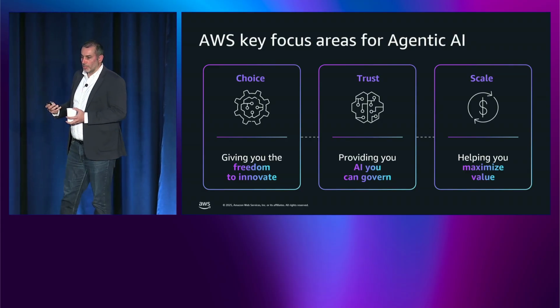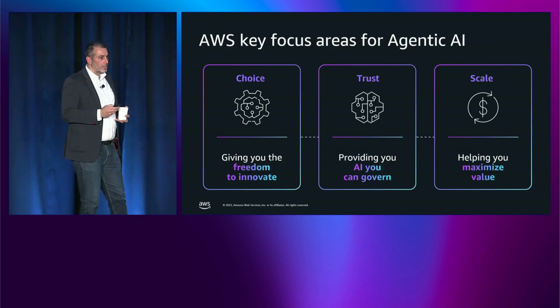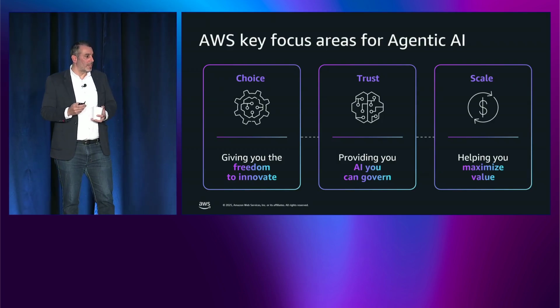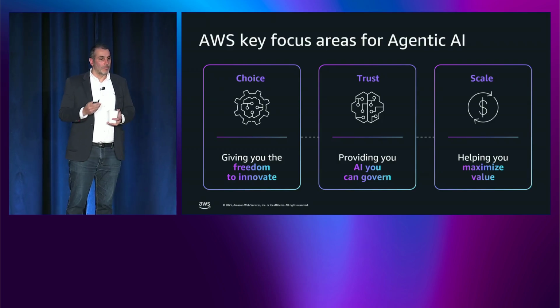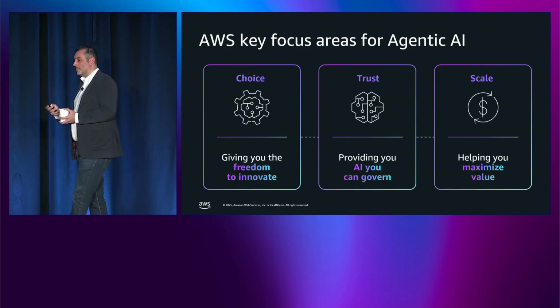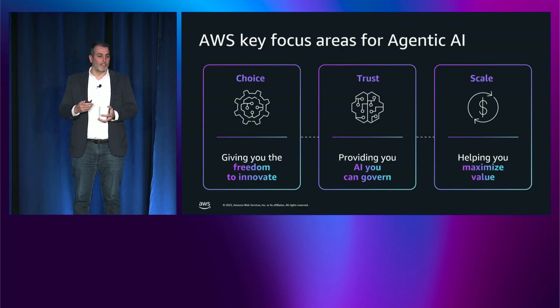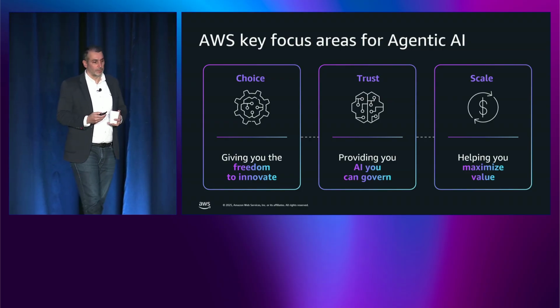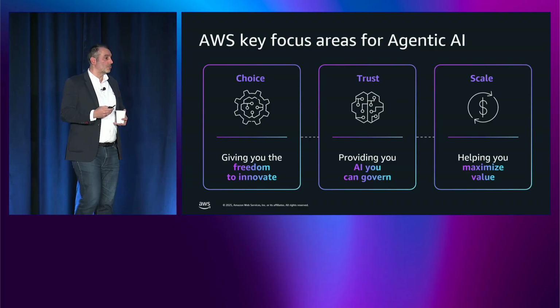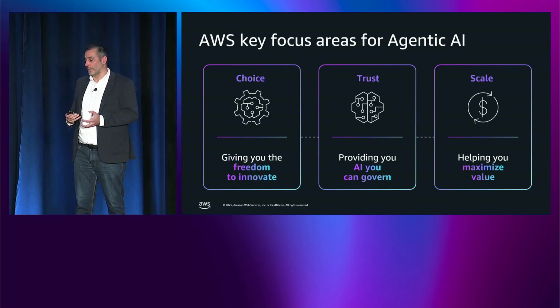Now, in AWS, there are 3 areas that we're deeply focused on. First one, choice. Bringing the latest market-leading capabilities to our customers and partners so they can freely innovate fast, realize ROI and value quickly is important.